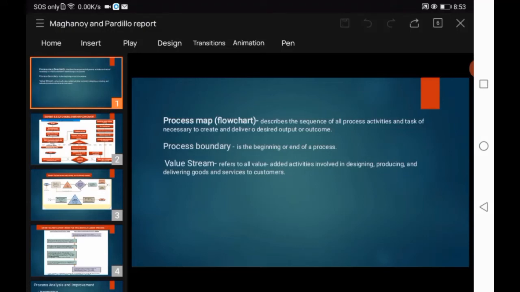A process map or flow chart describes the sequence of all process activities and tasks necessary to create and deliver a desired output or outcome.